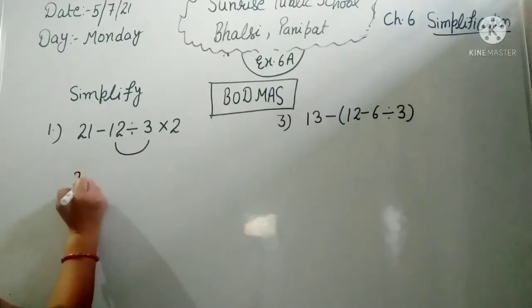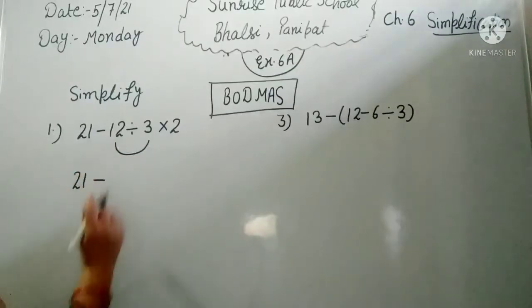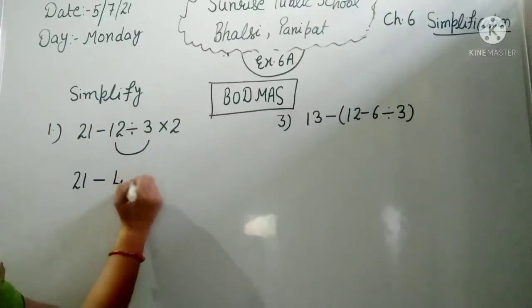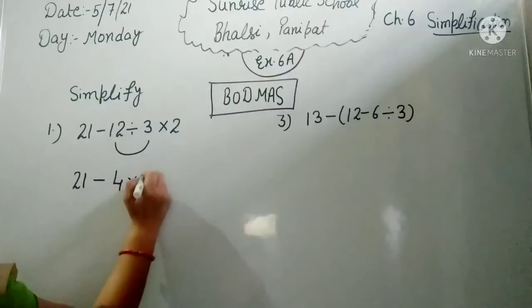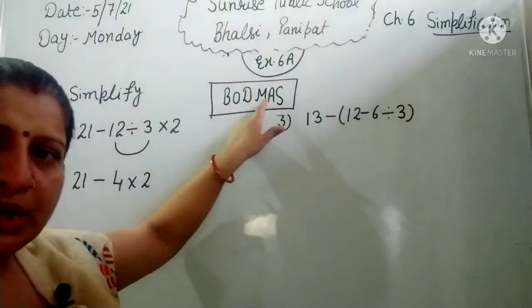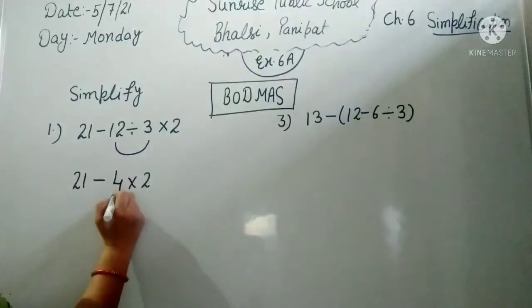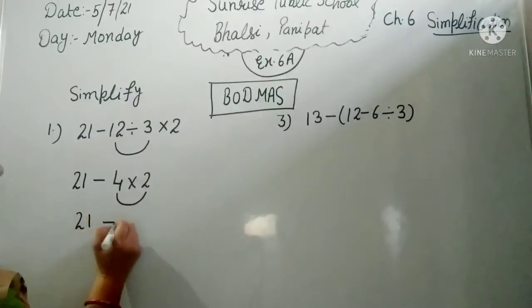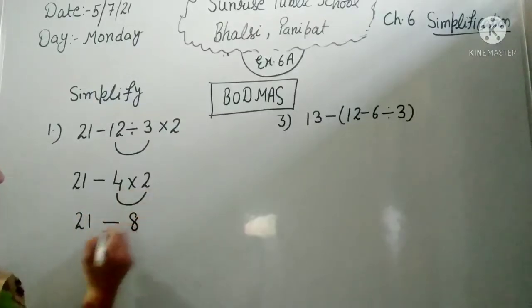So now we write 21 minus, when we divide 12 by 3 then we get 4. And now the next number is as it is. After division we have to do the multiplication. So here is the multiplication symbol. So we multiply 4 by 2. Now 21 minus, 4 twos are 8.